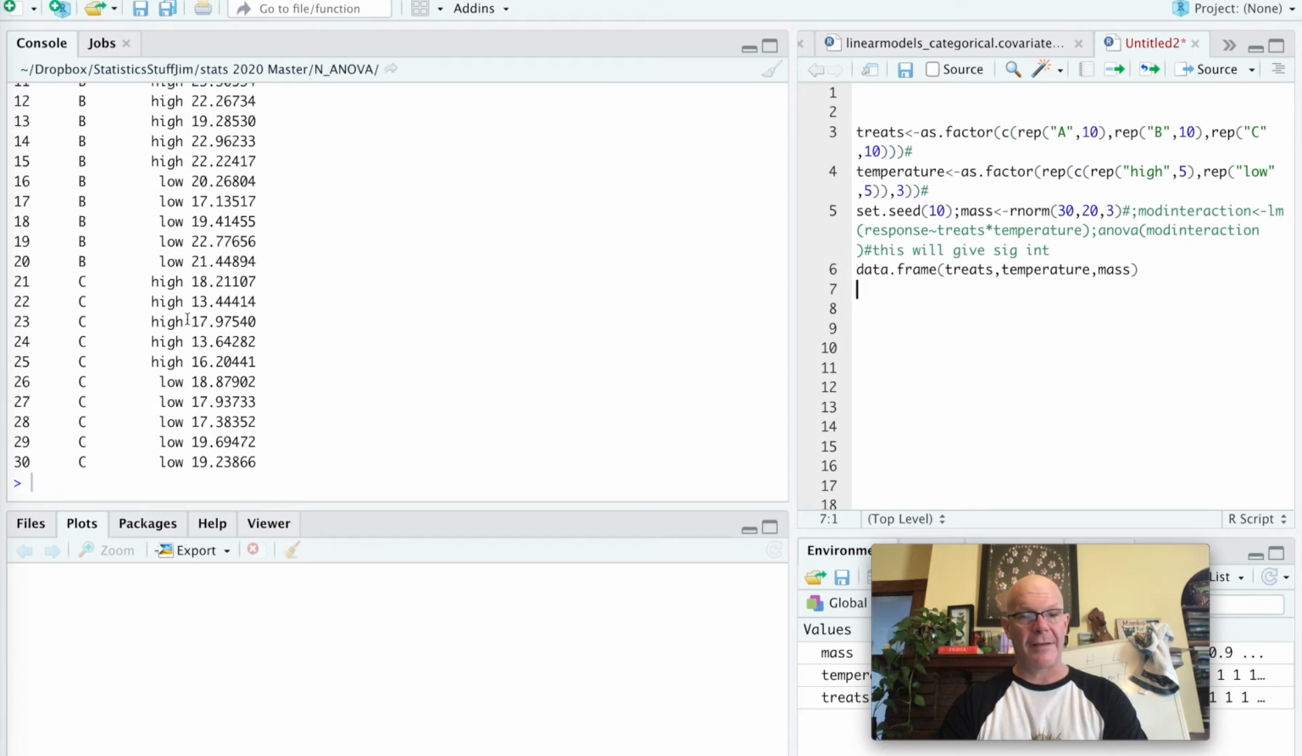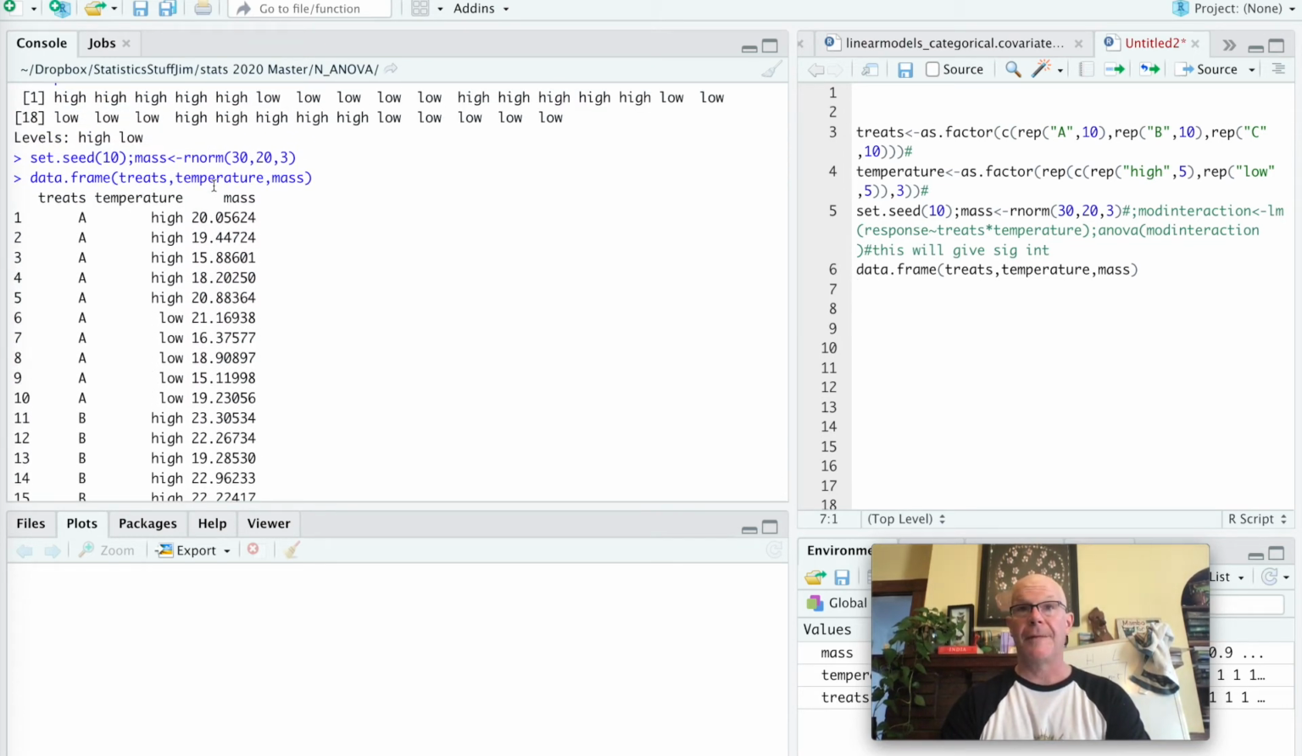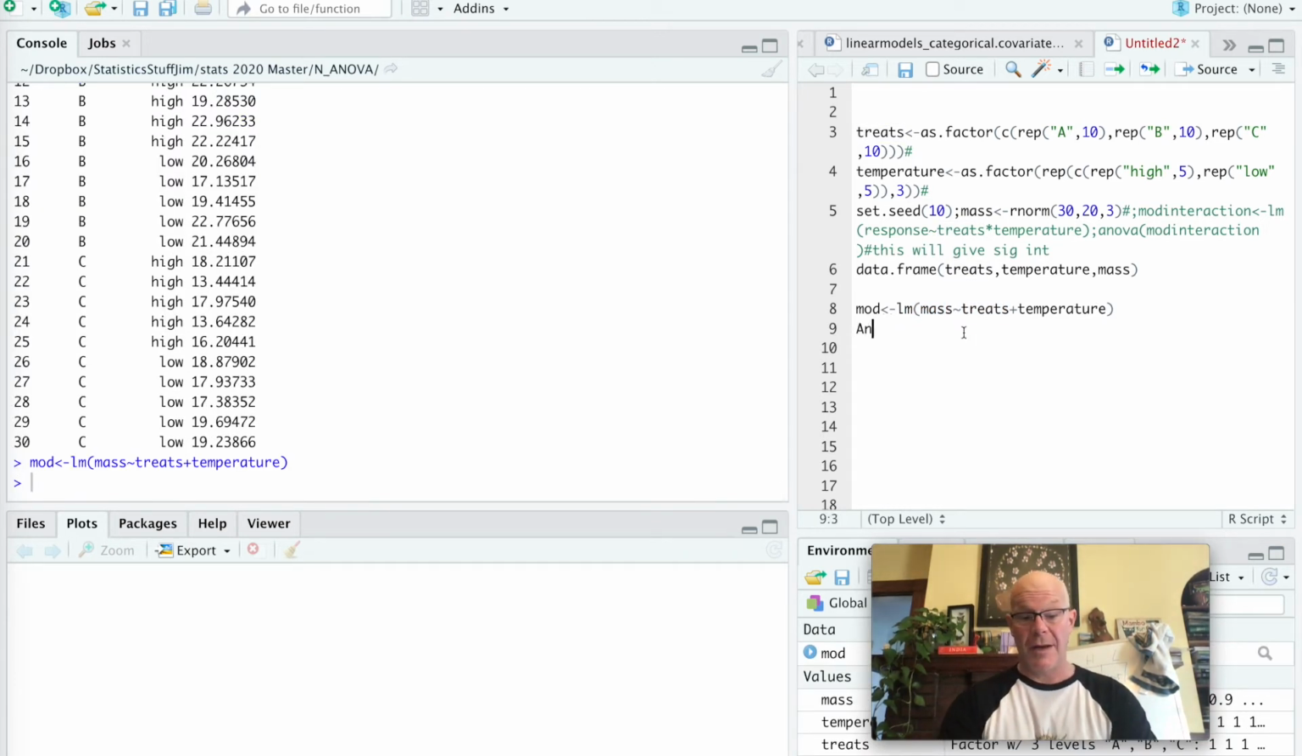And treatment C has a high and a low. And then over here is just simply our response variables. Okay. And so we could start, kind of how we did when we were playing around with ANCOVA, with just a simple additive model where we're going to say mass is predicted by some linear combination of treatment and temperature. And we could go ahead and do an ANOVA on that model.